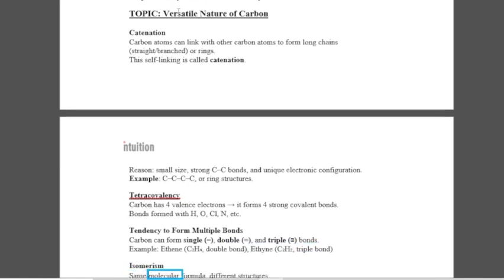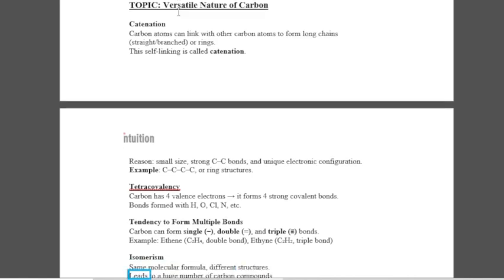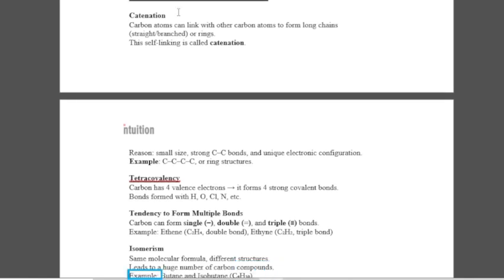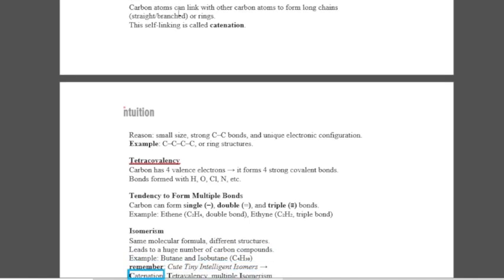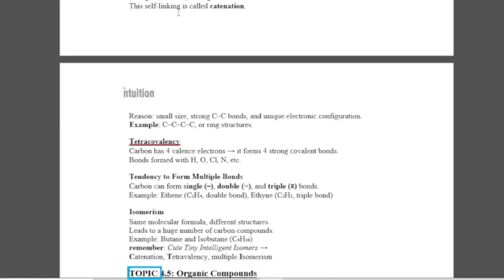Isomerism: same molecular formula, different structures. This leads to a huge number of carbon compounds. Example: butane and isobutane, C4H10. Remember: cute tiny intelligent isomers. Catenation, tetravalency, multiple bonds, isomerism.